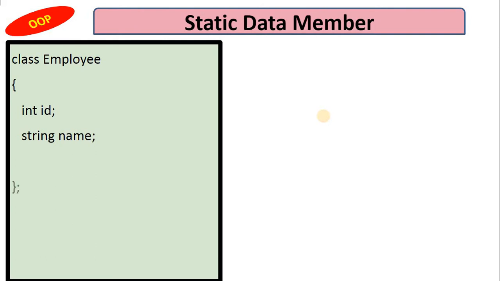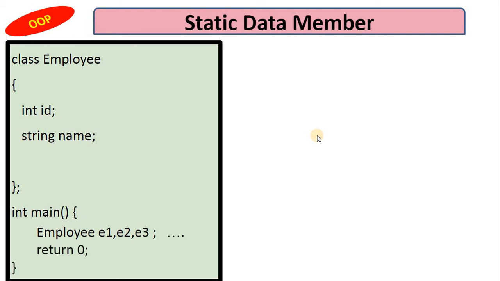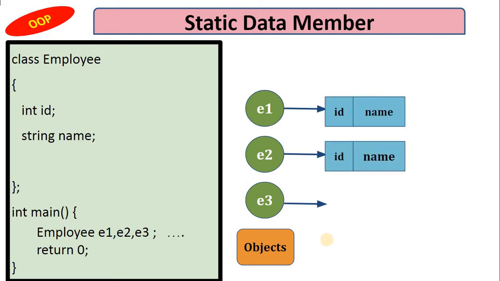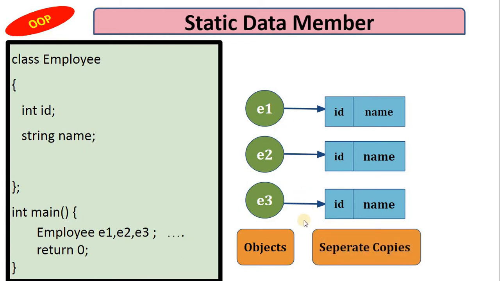After the declaration of this Employee class, if you are creating objects to access these data members, like Employee E1, E2, E3, where E1, E2, E3 are objects, what happens in the memory is that three objects E1, E2 and E3 are created. Along with the objects, the data members are initialized for each and every object. E1 will have its own ID and name, E2 will have its own ID and name, and E3 also will have its own ID and name. So each object gets a separate copy of each data member.